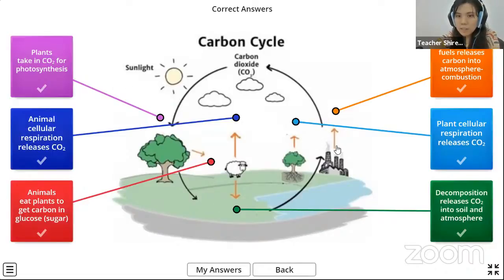How about these two? What happens is that the factory will release the carbon into the atmosphere. That's why it gets hotter, global warming. The plant during the night also has what you call respiration or transpiration. Actually, more accurately, at night plants breathe. But we don't call it breathing, we call it transpiration.